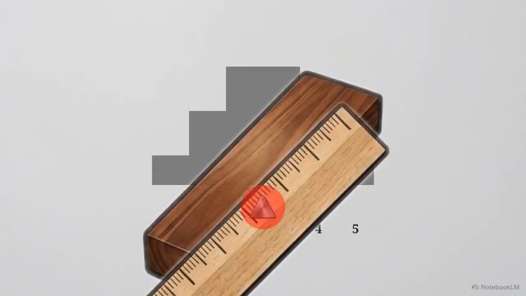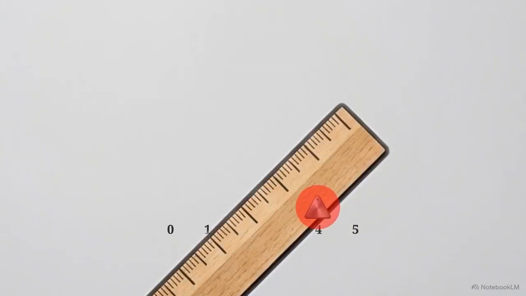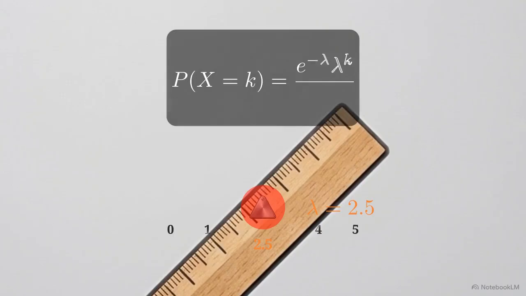That mountain shape has a center of mass. If we total all the raisins from our 30 scoops and divide them evenly, we find a balance point, an average rate of exactly 2.5 raisins per scoop. In statistics, this steady average rate is represented by the Greek letter lambda. Lambda acts as the engine for the Poisson distribution.